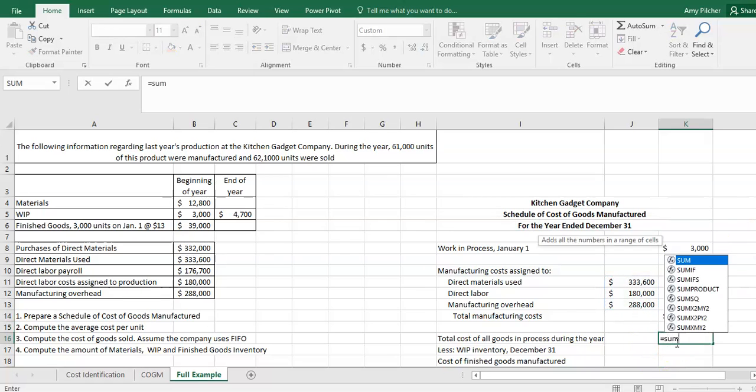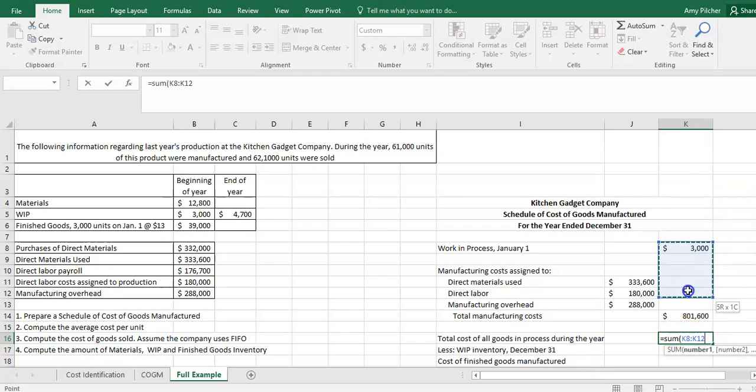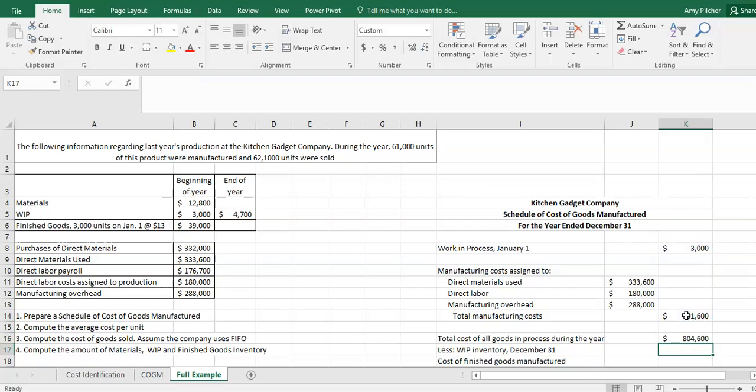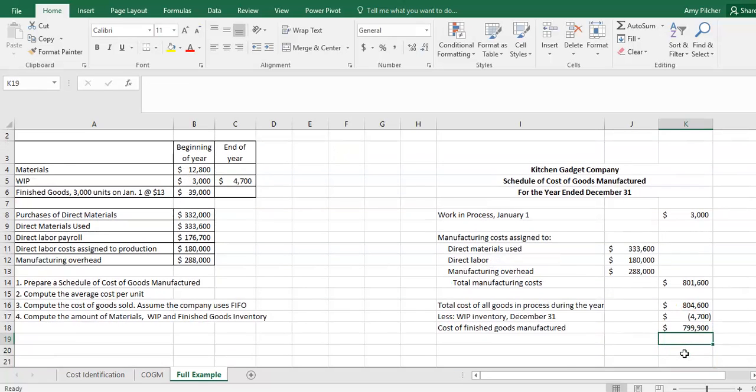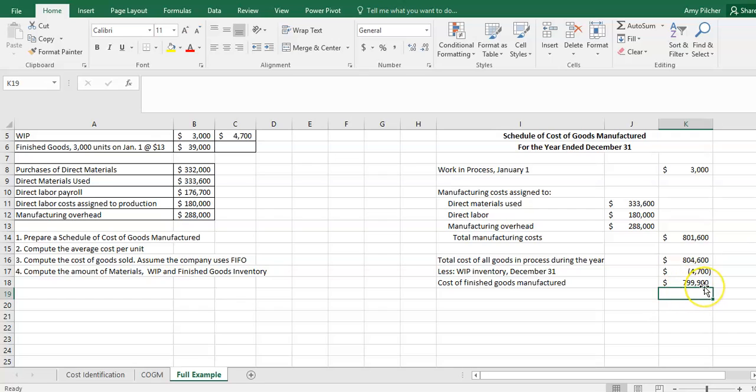We add our total manufacturing costs to our beginning work in process to get our total cost of goods in process during the year. Then we subtract our ending work in process inventory of 4,700 on the chart, and that gives us our cost of goods manufactured for the year of 799,900. That's part one.